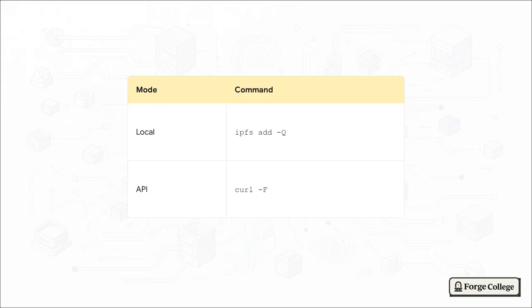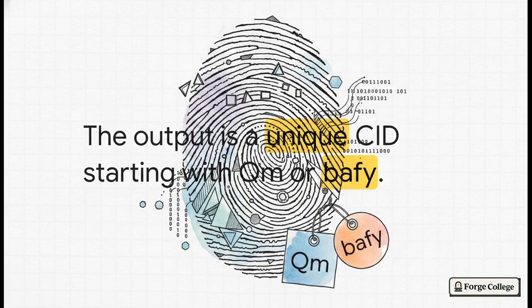No matter which mode you use, the result is exactly the same. And the output of that command, that's your CID. Seriously, if you open up that cid.txt file right now, you're going to see a completely unique string. If you're using version 0, it's going to start with Qm. If you're using the newer version 1, it'll start with bafy.